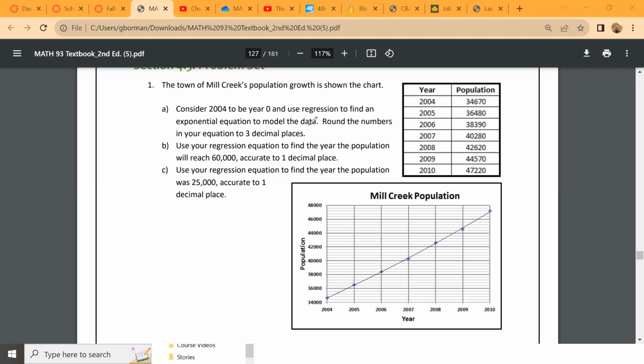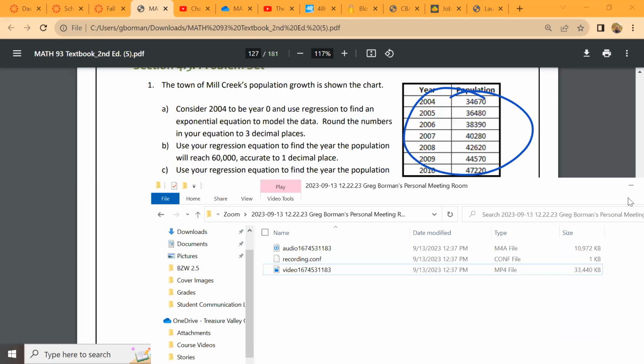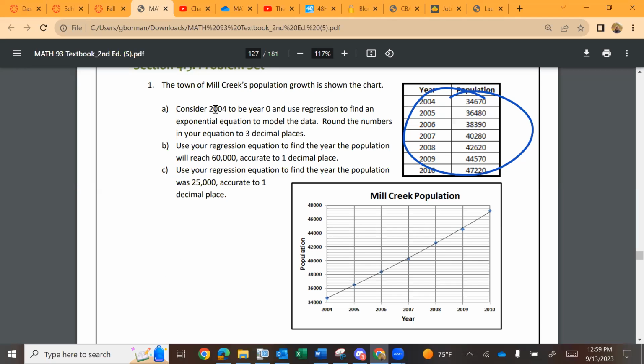Okay, so in the last video, we used this exact same data. So I thought, you know what? I'm just going to do that again, because why not? Anyway, consider 2004 to be year zero. Yeah, we saw that before. Use regression to find an exponential equation to model the data. We've done that before, but I don't remember what it is.